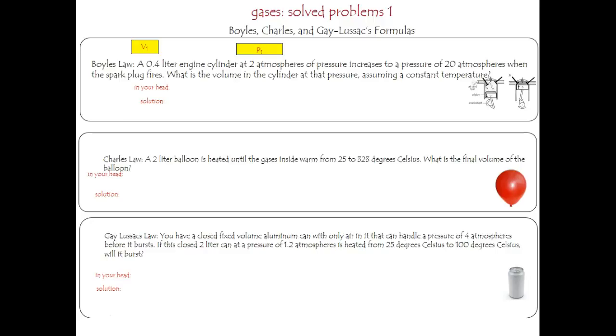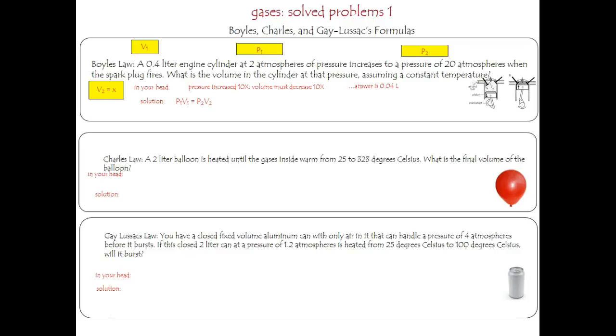It's very efficient. We're going to increase the pressure to 20 atmospheres. Notice that's a 10-fold increase when the spark plug fires, and they want the volume at that greatly increased pressure. In your head, we could say that, okay, the temperature's constant, so this looks like P's and V's, Boyle's law. And if the pressure is going up by 10-fold, the volume must be going down by 10-fold, squeezing it down to a higher pressure. The answer should be 0.04 liters.